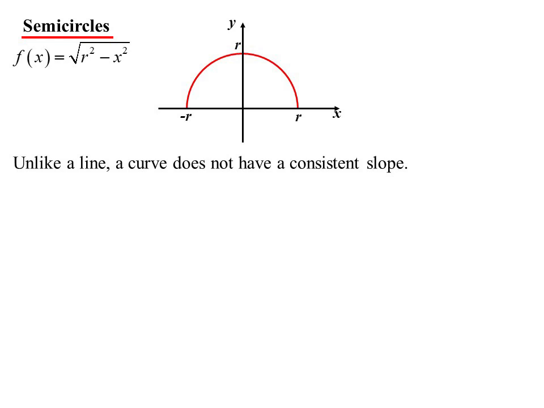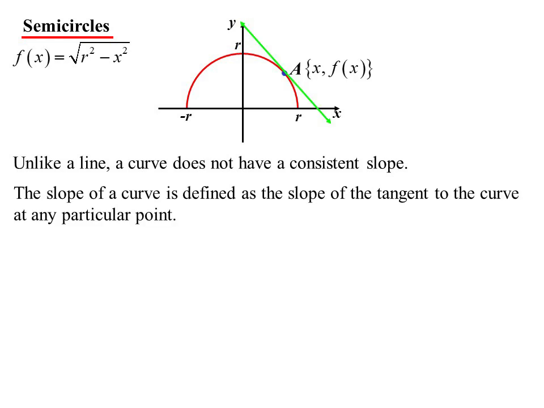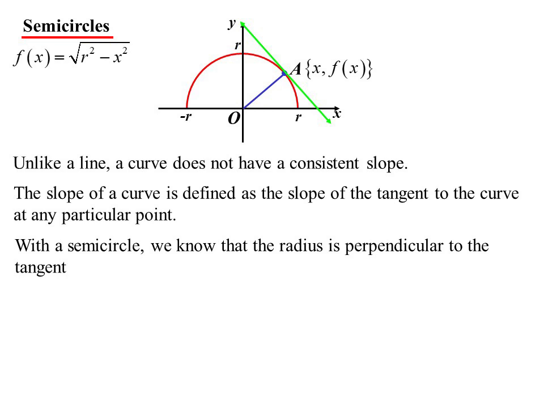Semicircles. So here's our standard one centered at the origin with a radius of r, and we know its equation, y equals the square root of r squared minus x squared. Now it's a bit different to a line because depending on where we are, the steepness of that graph changes. When we talk about the steepness or the slope of a curve rather than a line, what we're really talking about is the slope of the tangent at that particular point. So whatever that particular line is, its slope would be the slope of the curve. Because it's a semicircle and we know some things about circles, I can work out the slope of that line because I do know that the radius is always perpendicular to the tangent at that point of contact.